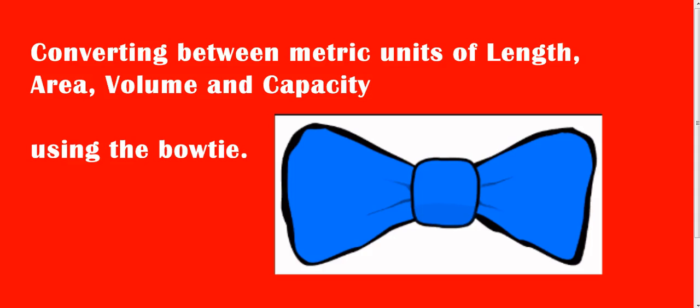This video is part B, talking about converting between metric units of length, area, volume, and capacity. But this time we're talking about using the bow tie.